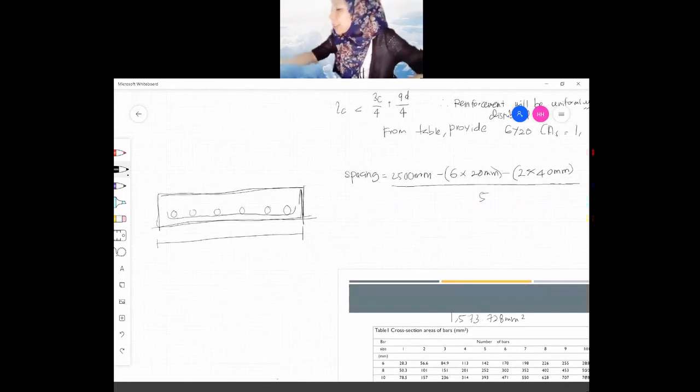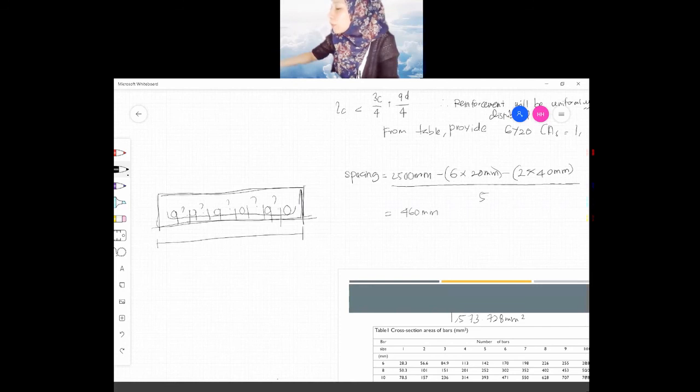Kenapa bagi dengan 5? Sebab kalau you lukis macam ni pun you akan nampak, you ada berapa distance ni. Ada 5 distance, ataupun number of bar minus 1, 6 tolak 1 tu sama dengan 5. So you dapat 5. Okay, so I kira I dapat 460 mm.